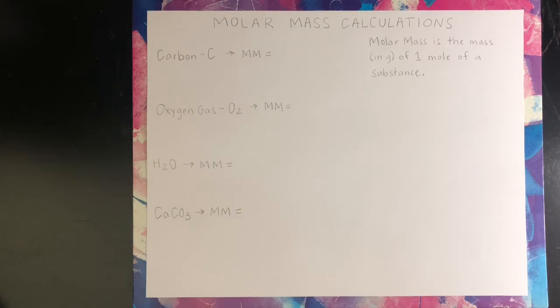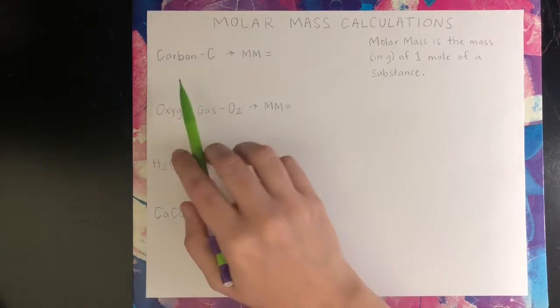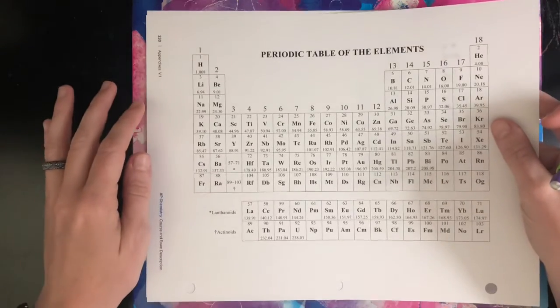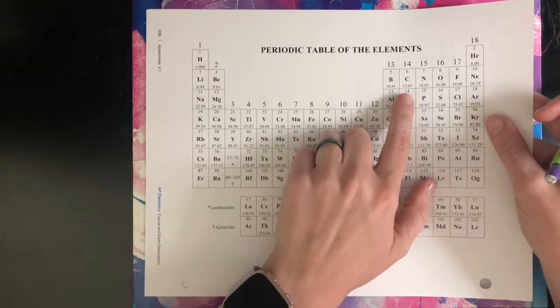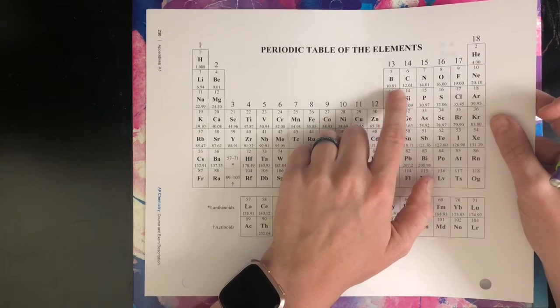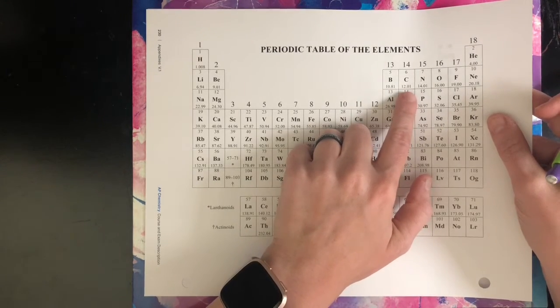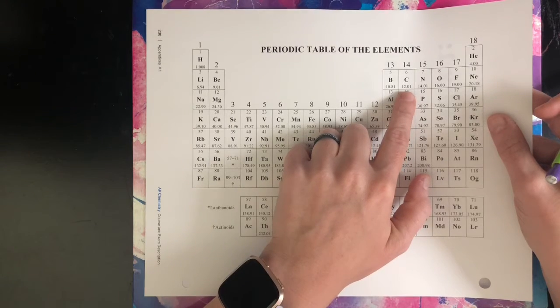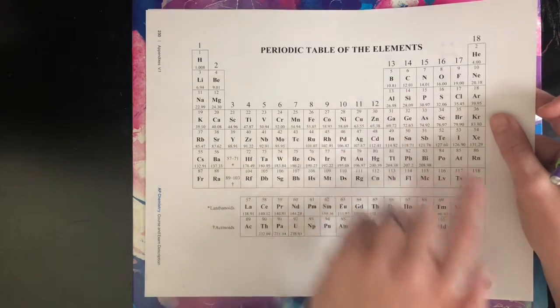So if we just have a single element, it's rather simple. Let's start with this example, carbon. The molar mass for carbon, we find carbon on the periodic table, and it's 12.01. Anytime we have that small of a decimal next to our number, we usually just go ahead and round it. But if you're not sure about your rounding skills, then just write down the exact number.